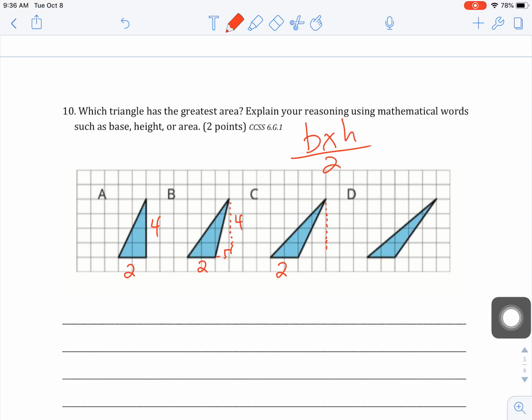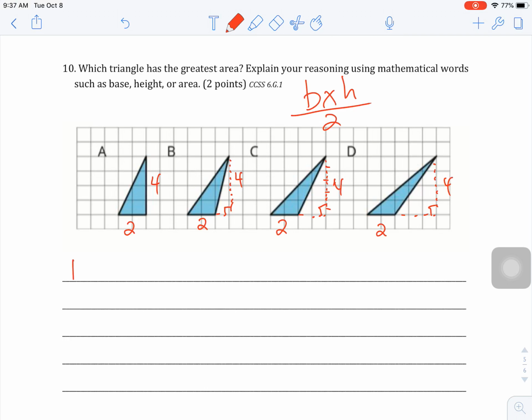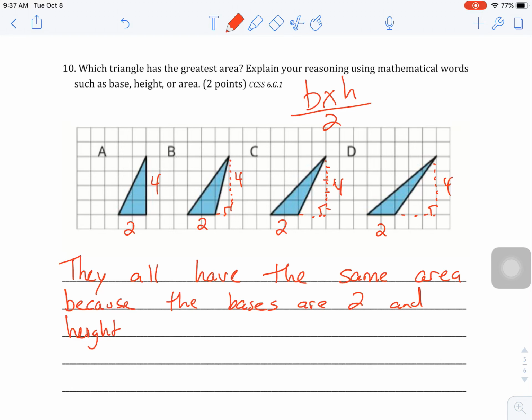Look at the height. Goes straight down, makes the 90. If you count that, it's also 4. And triangle D has a base of 2 and a height of 4. So the real answer here is that they all have the same area, because the bases are 2 and heights are 4, and that's going to give you the same area if you use your triangle formula.